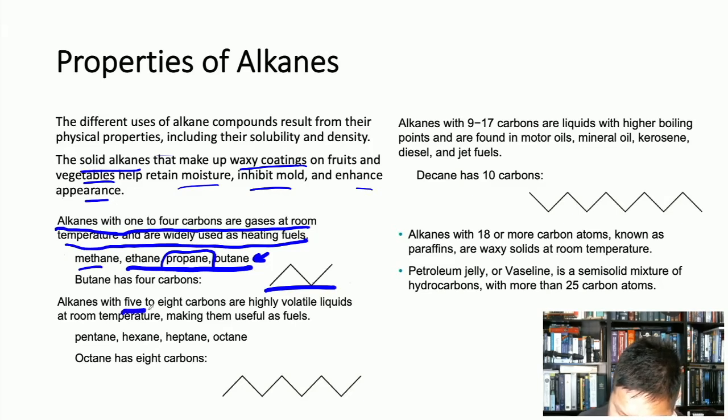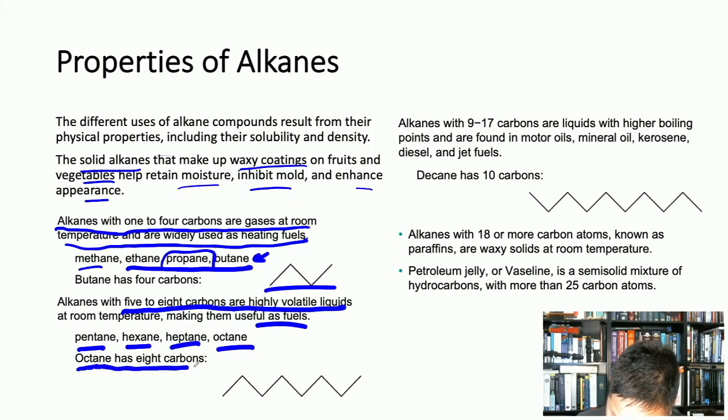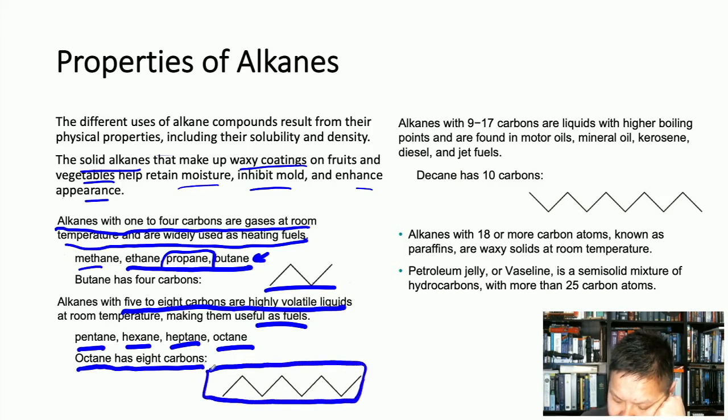Alkanes with 5 to 8 carbons are highly volatile, but they're liquids, right? They're liquids at room temperature. That makes them useful as just regular fuels, right? This is pentane, hexane, heptane, and octane. Interestingly enough, octane here has 8 carbons, but what is gasoline made of? Well, the gasoline that we put in our cars is actually known as isooctane, right? So it's an isomer of octane that's branched, right?